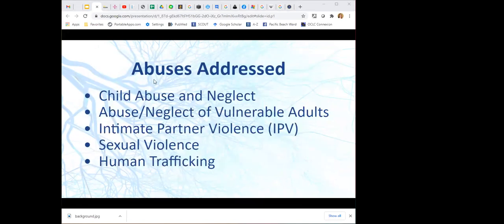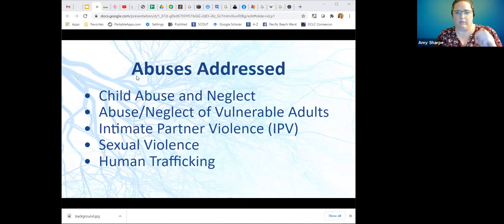These are the abuses that are addressed by the PEARR Tool: child abuse and neglect, abuse and neglect of vulnerable adults, which includes intellectual and physical disabilities as well as vulnerable seniors, intimate partner violence, sexual violence, and human trafficking.